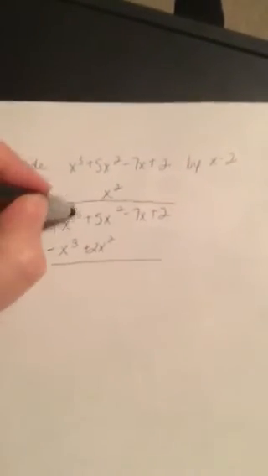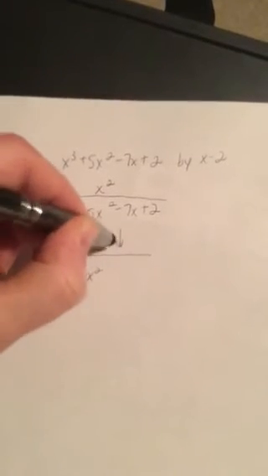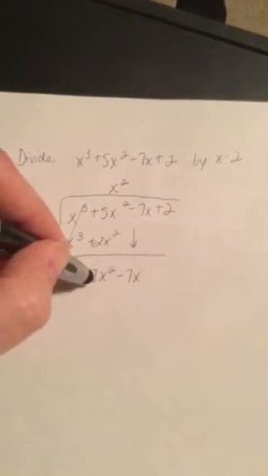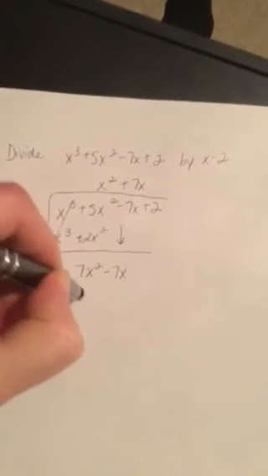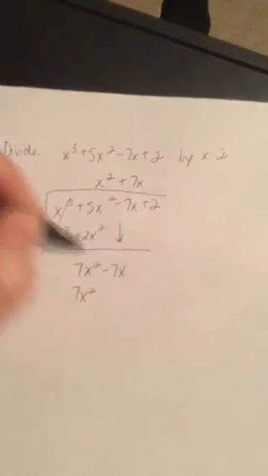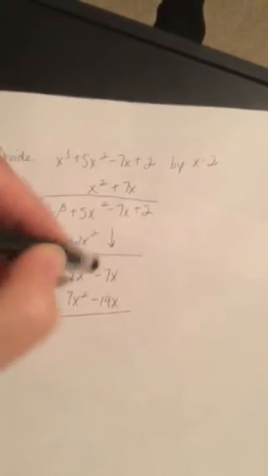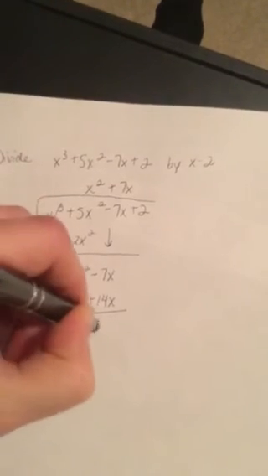I subtract, which is the same as adding the opposite. My x cubes cancel, which is what I want. And I get 7x squared. I can bring one term down. X times 7x is going to give me 7x squared. So this is going to be a 7x. 7x times x is 7x squared. 7x times negative 2 is negative 14x. Subtract, add the opposite, so those cancel and I get 7x.